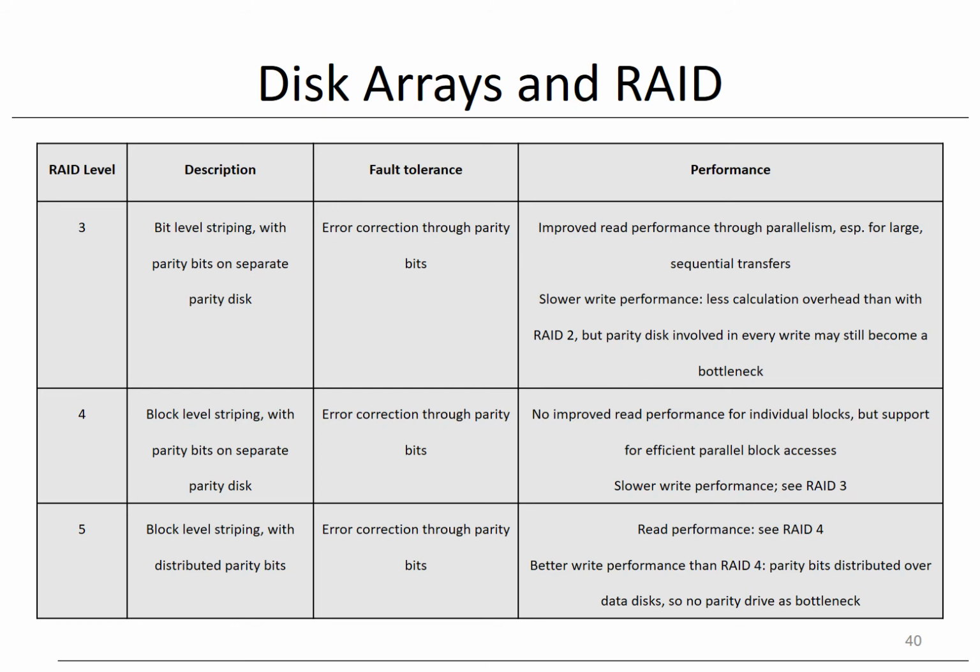RAID level 4. Block level striping with parity bits again on a separate parity disk. Error correction happens through parity bits. No improved read performance for an individual block, but support for efficient parallel block access. Slower write performance. See also RAID 3. And finally, RAID 5, block level striping with distributed parity bits. Error correction through parity bits. For read performance, see RAID level 4. However, better write performance than RAID level 4, since the parity bits are distributed over the data disks, so no parity drive acts as a bottleneck.